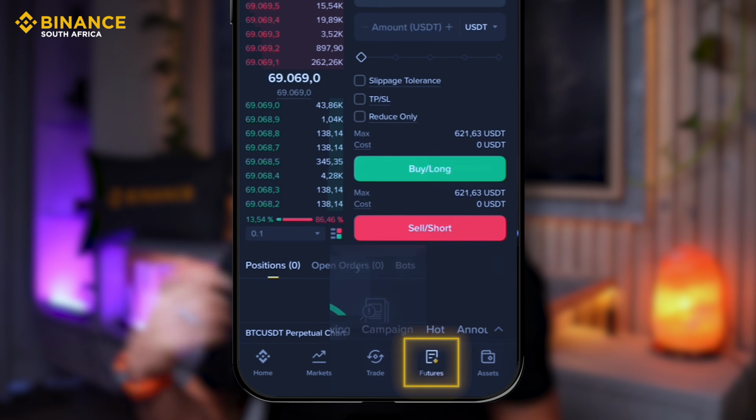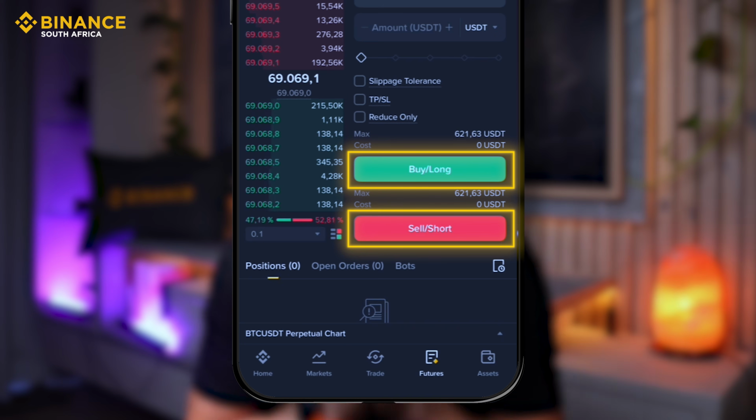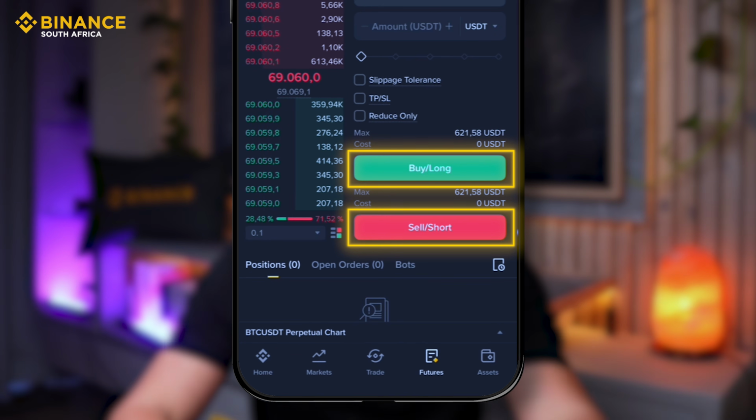In this video, I'll show you how futures trading works on Binance, how to long the market, how to short it, and how to place a trade step by step. Let's start by looking at the Binance interface and how to access the futures trading section.